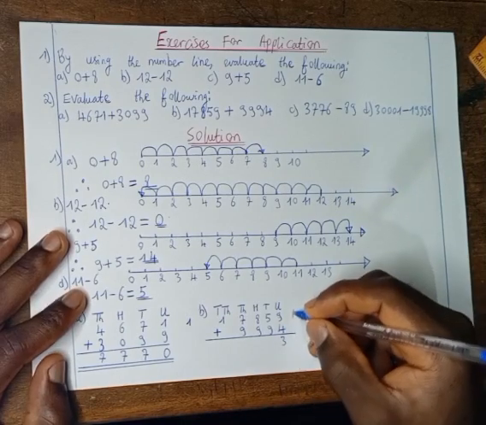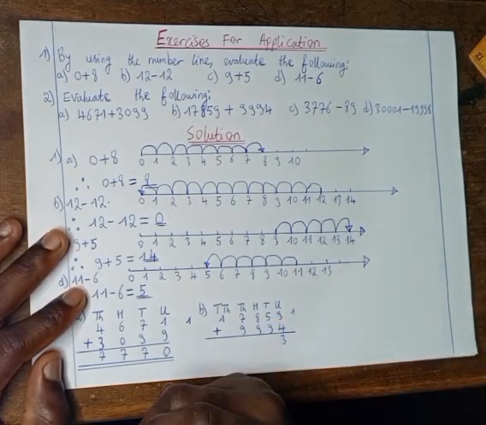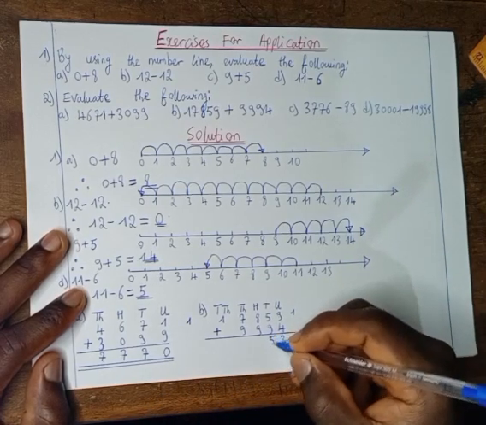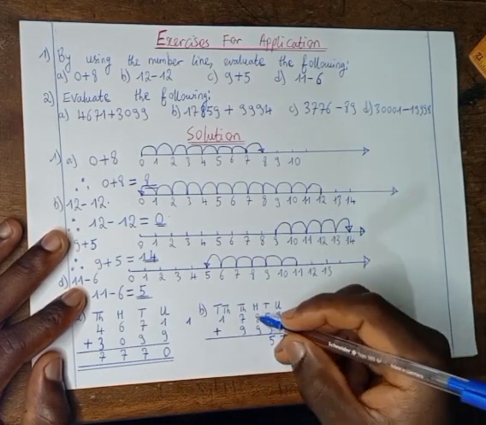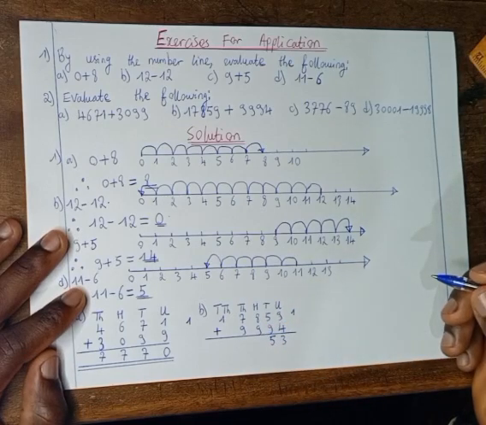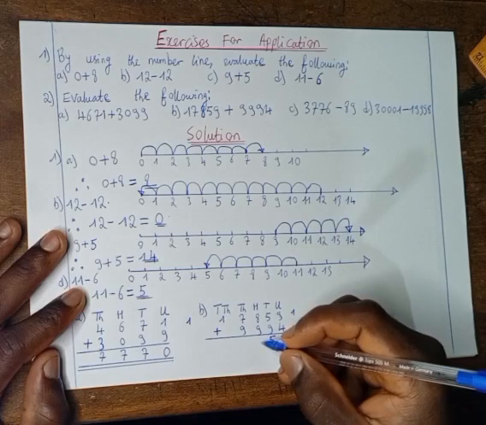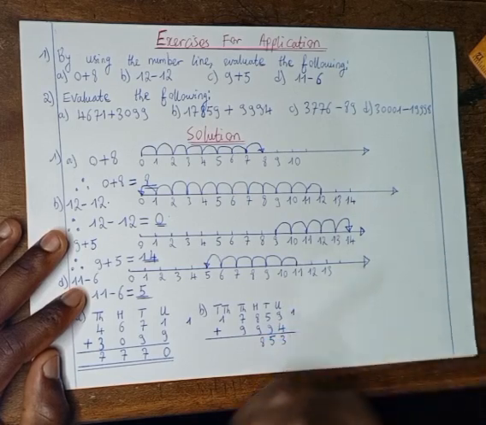We write down 3, we carry 1. 5 plus 9 gives us 14, plus 1 we carry, 15. So we write down 5, we carry 1. 8 plus 9 gives us 17, plus 1 we carry gives us 18. So you're going to write down 8, we carry 1.